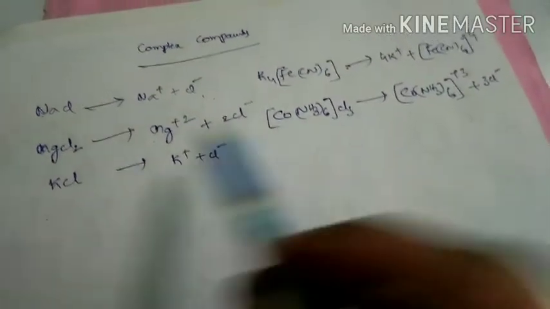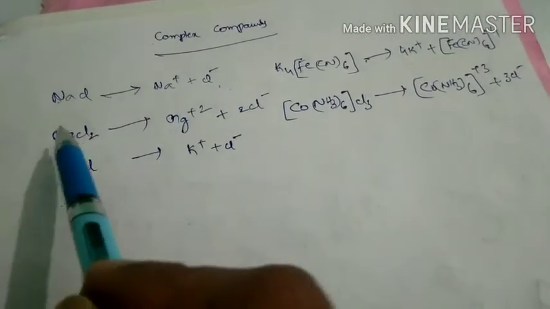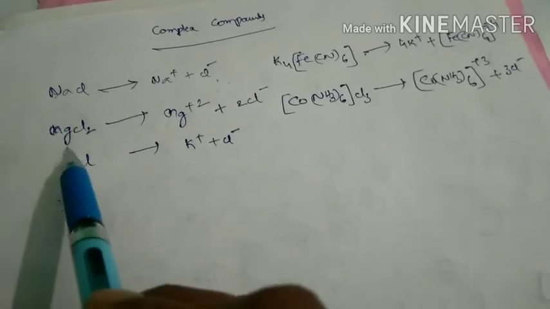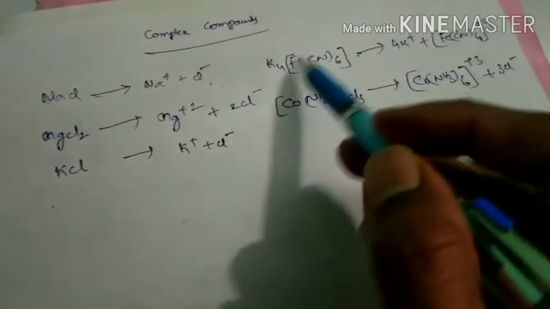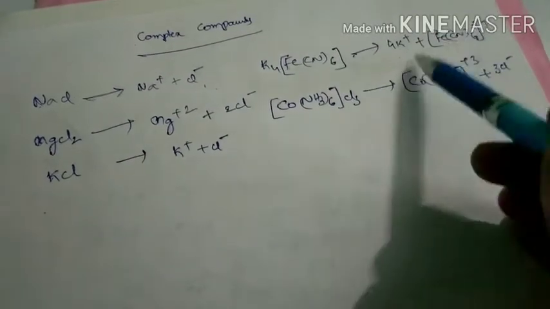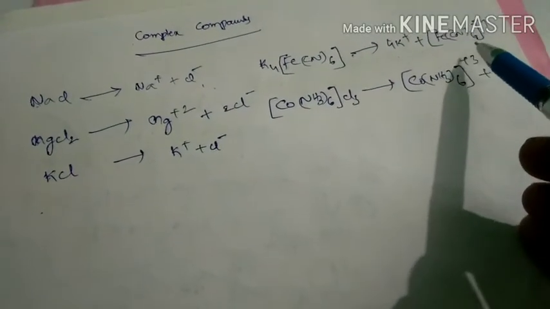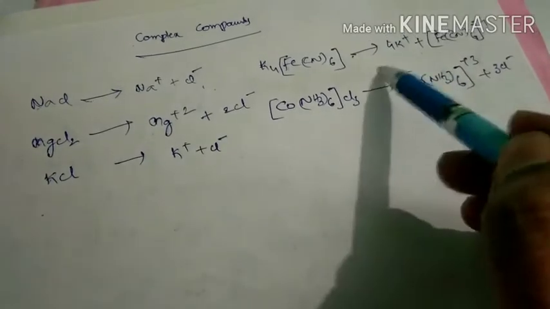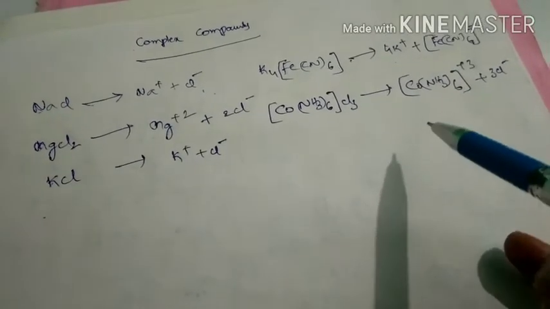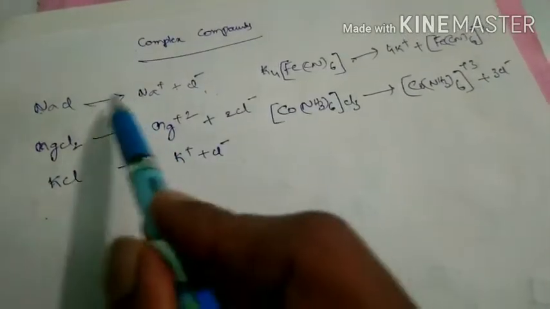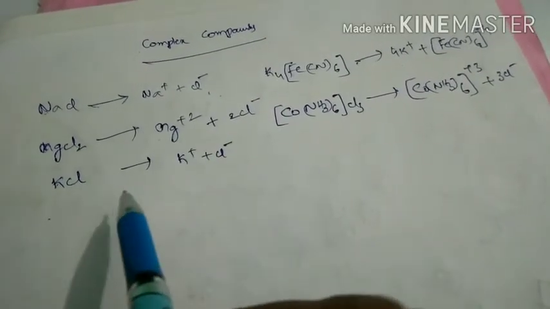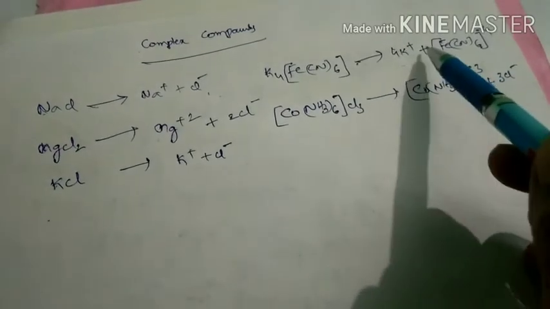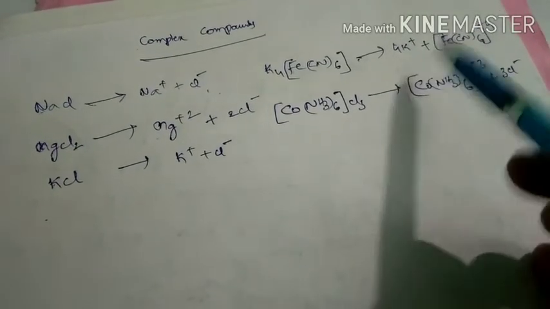So what is the point here? When you take these type of compounds, they completely undergo dissociation when they are present in water. But when you take these type of compounds, they never undergo complete dissociation. This is partial dissociation. In this type of compounds, we can identify all these ions when they are present in water. But in this type of compounds, we cannot identify all the ions.